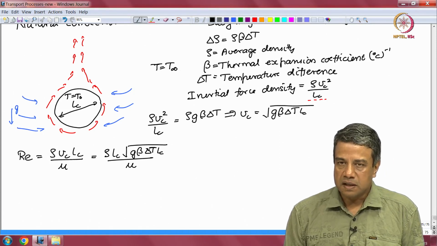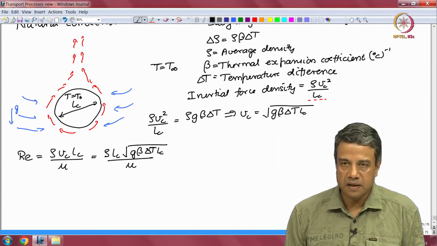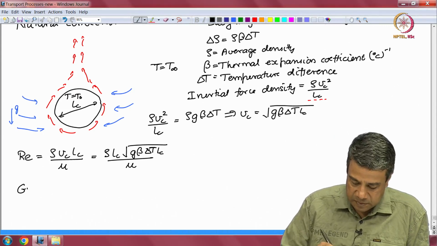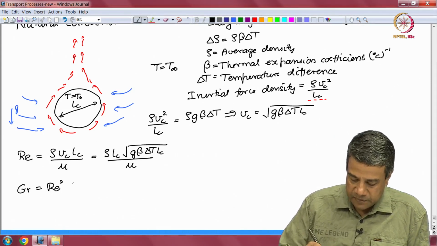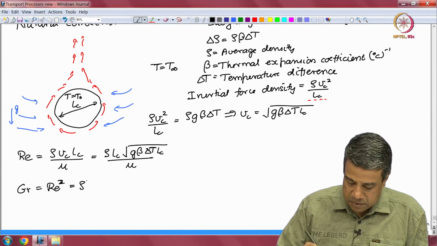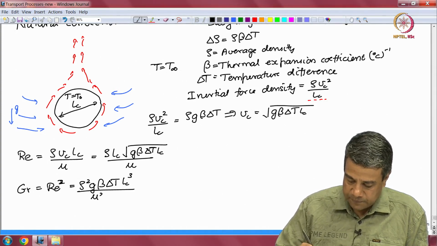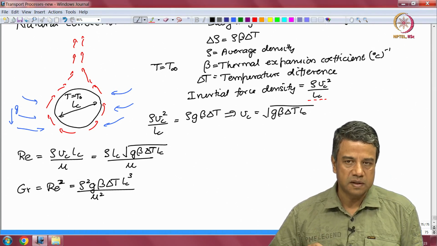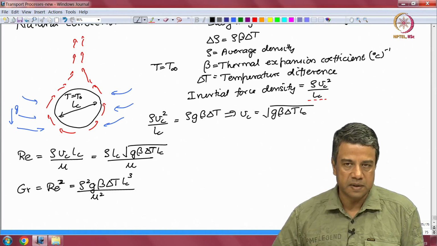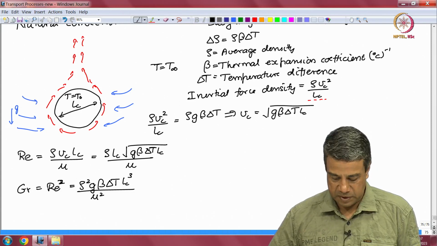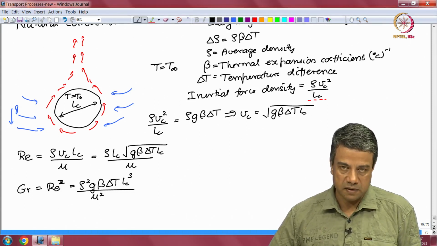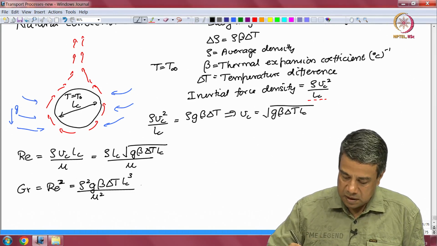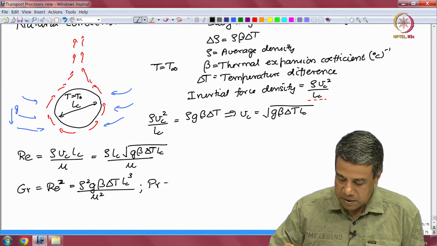Usually, the conventional definition is that the square of this Reynolds number is written as the Grashof number, which is rho square g beta delta T Lc cubed by mu square. Okay, that is the Grashof number. Conventionally, it is the square of the Reynolds number that is used as the independent dimensionless parameter in this case. So, this is a ratio of inertia and viscosity for this case, and the other independent dimensionless number is the Prandtl number.